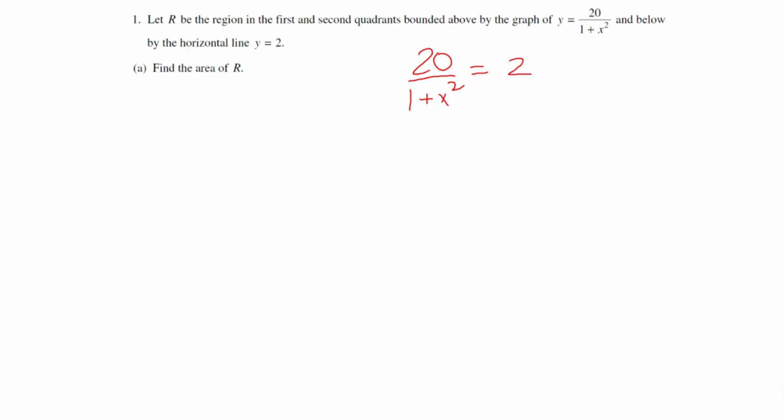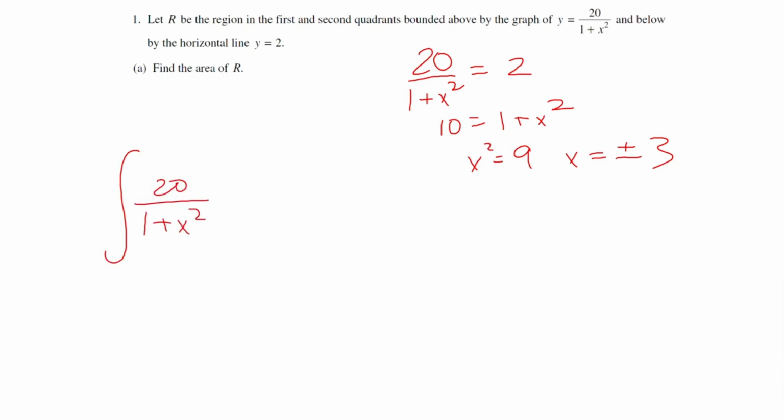Just set 20 over 1 plus x squared equal to 2. You can cross multiply and then divide by the 2, and you end up with 10 equals 1 plus x squared, which tells us that x squared equals 9, or x is positive or negative 3. And we will eventually evaluate this integral using our calculator, because since the upper function is 20 over 1 plus x squared, we're going to subtract the lower function of 2 from it and integrate from negative 3 to 3, because those are the bounds we just found.